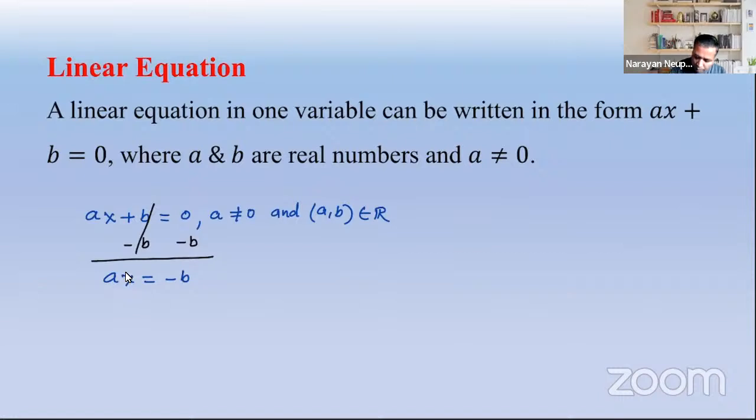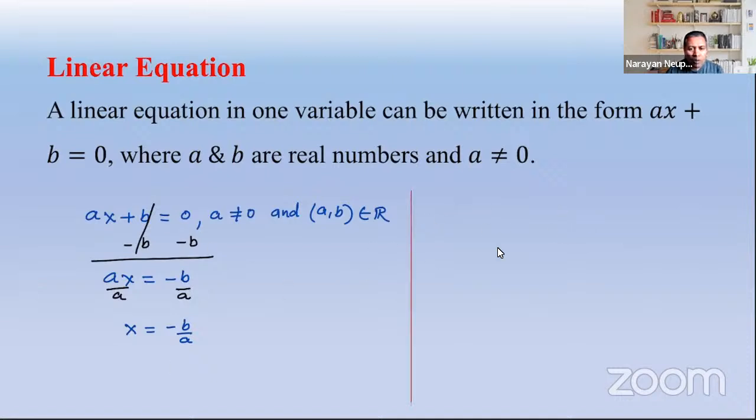If we divide on both sides by a, then the value of x will be negative b over a. So the value of x will be negative b divided by a. This is the root of this linear equation, ax plus b equal to 0. So here I showed this step-by-step procedure to find or to solve that linear equation.